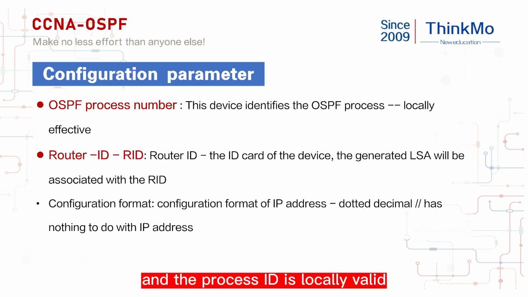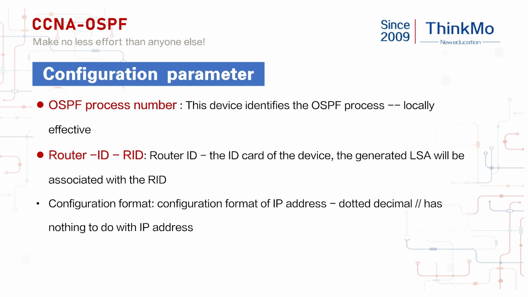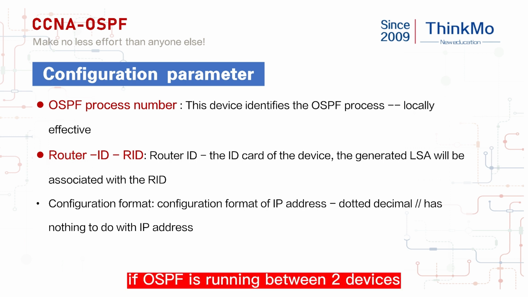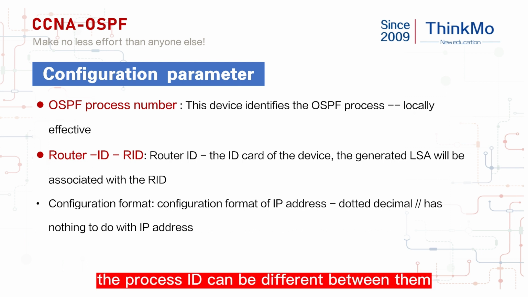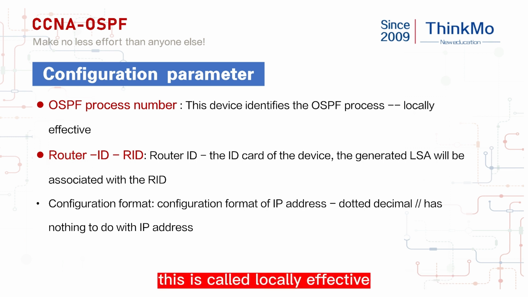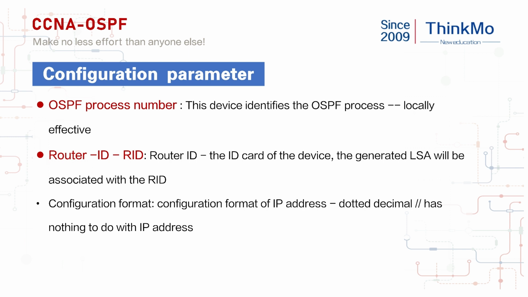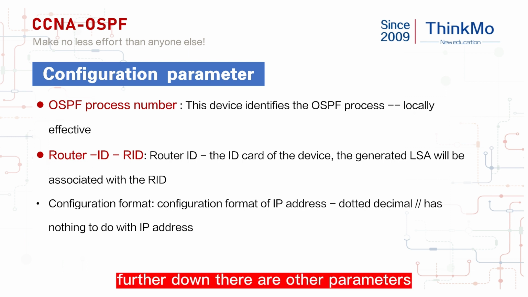And the process ID is locally valid. Locally valid means if OSPF is running between two devices, the process ID can be different between them. They are also able to establish a normal relationship. This is called locally effective. This is the first parameter. Further down there are other parameters.